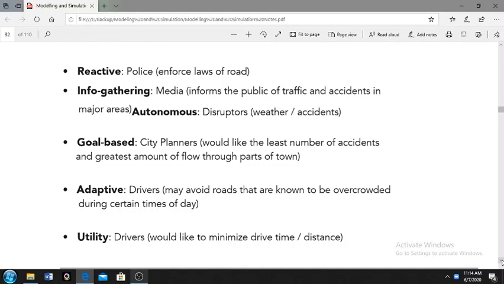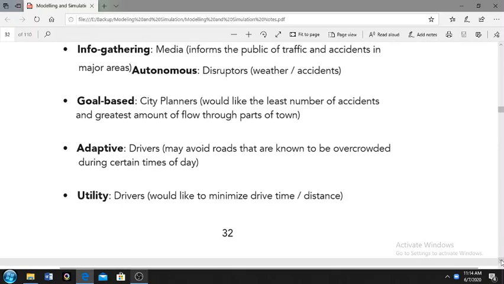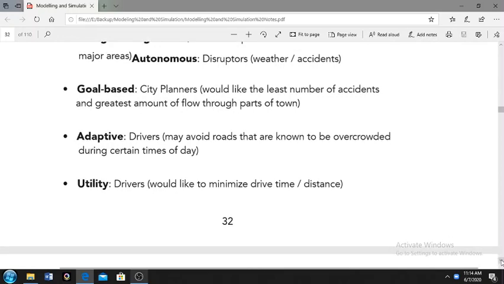They are dumb. They know that we have to enforce those. We don't care. Now, info gathering, media, for example, autonomous. The weather, you don't control it. They are autonomous. It rains when it wants. You don't control accident. They happen when they want. You might accuse the devil, Satan, and so on, but you cannot explain how they happen.